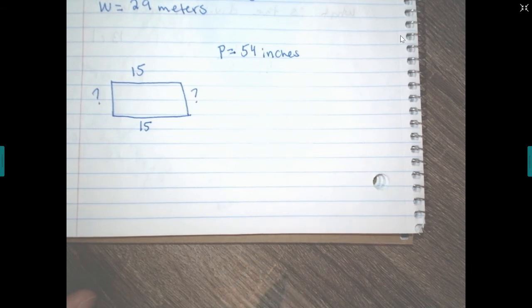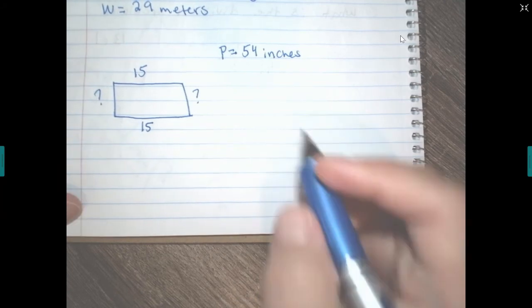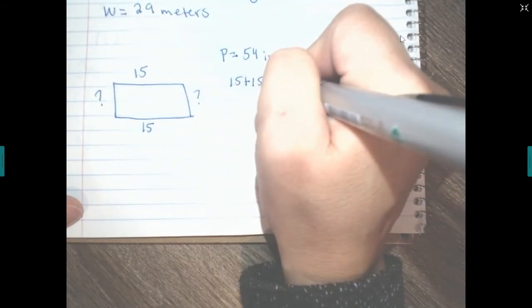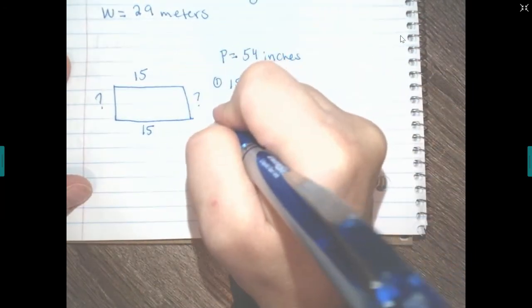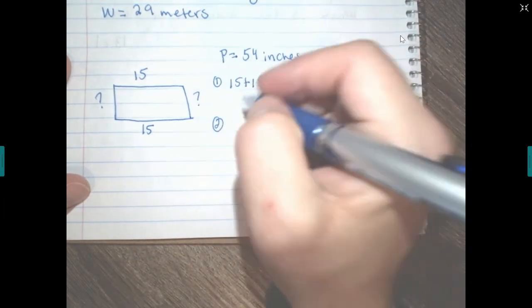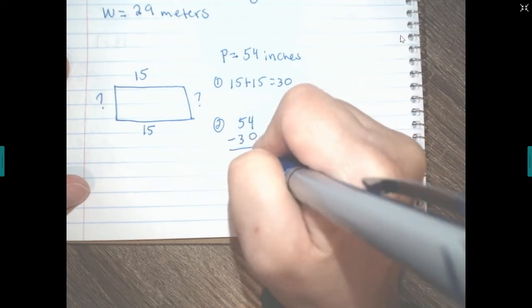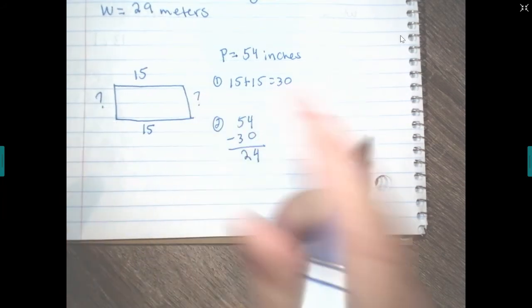So step 1 is to add together what we already know. So we already know 15 and 15. So I'm going to add those together. So 15 plus 15 gives me 30. That's step 1. Step 2 is to subtract what we have from the total. So our total is 54. So 54 minus 30. 4 and 2. So I have 24 inches left to share between 2 sides.